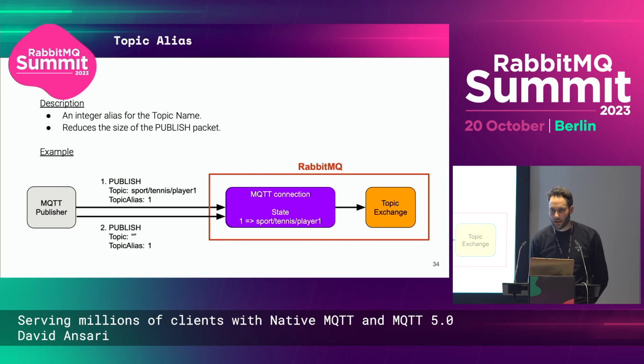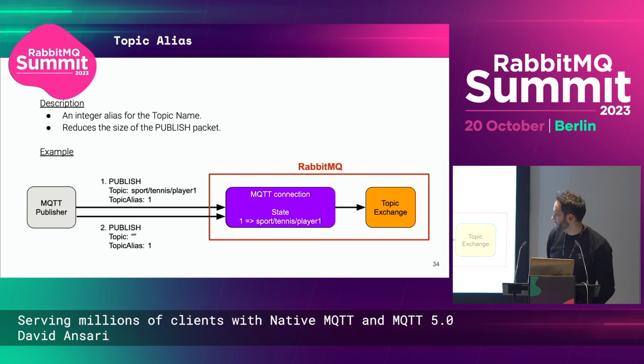Another feature is topic alias. Topic alias is a very simple feature, just an integer value that publishers send instead of a topic name. That's very useful if you have topic names that are very long and that need to be sent repetitively. So you just save a lot of network bytes in that case.